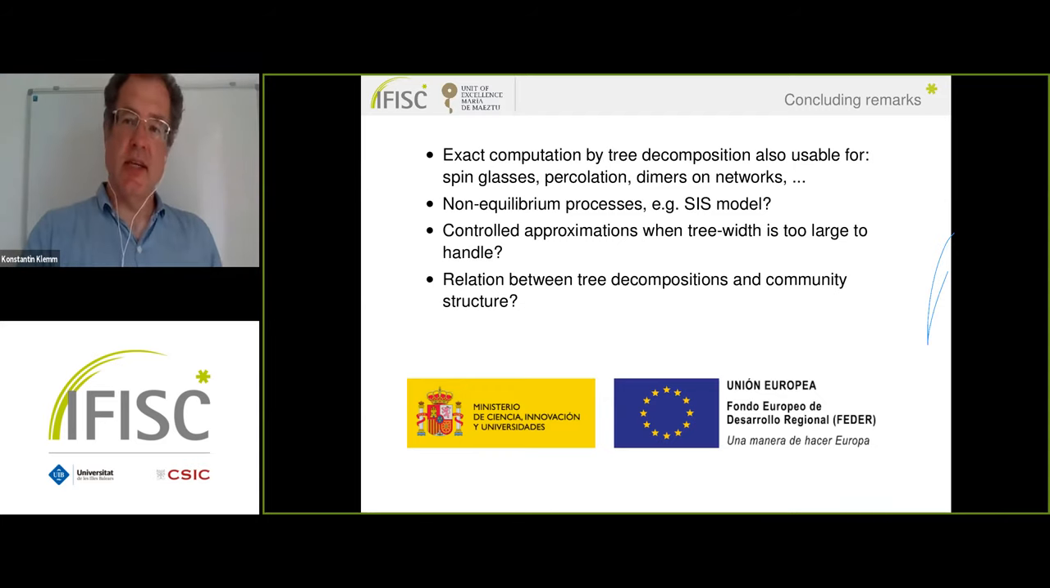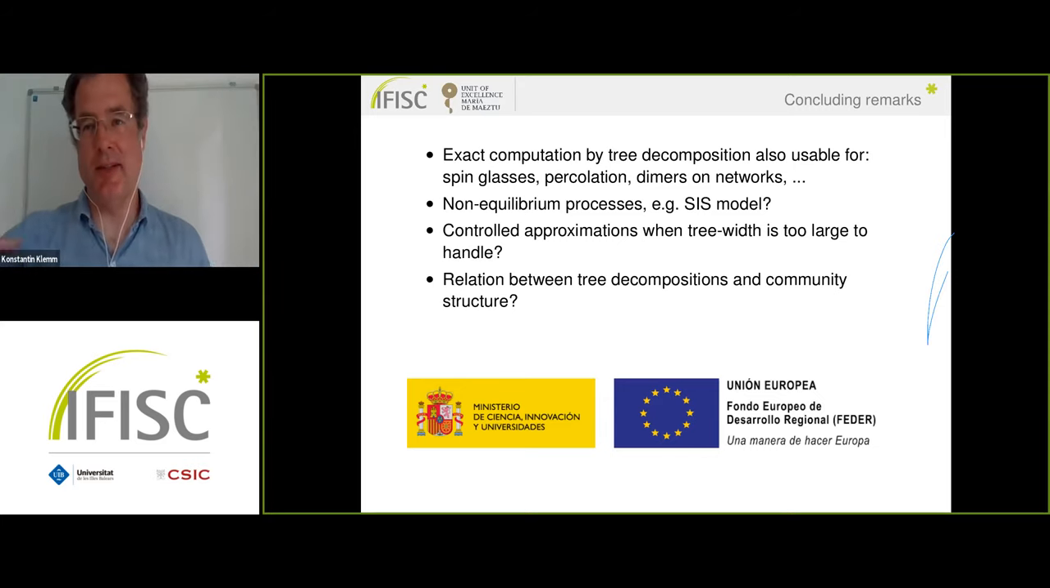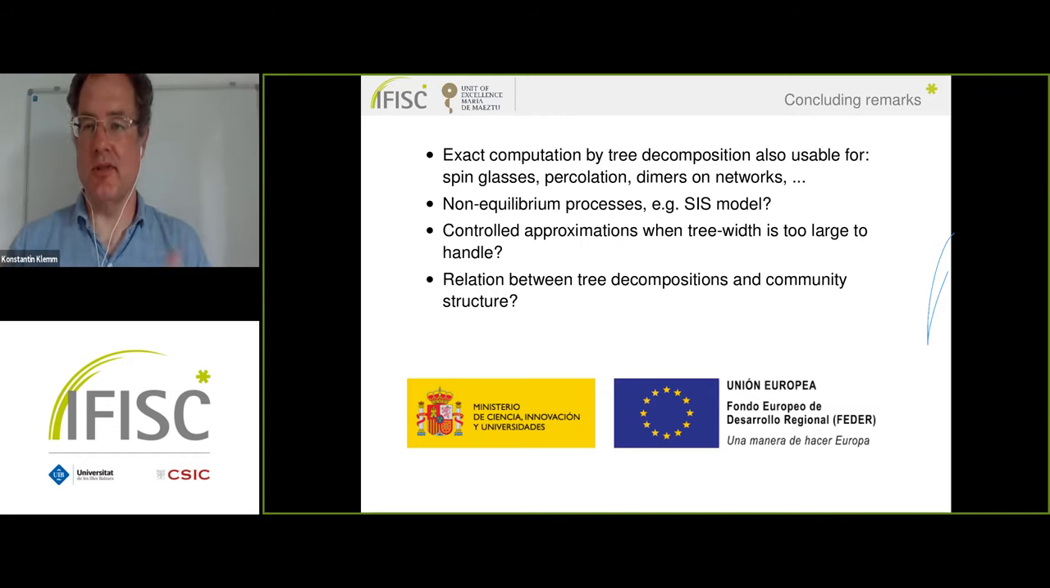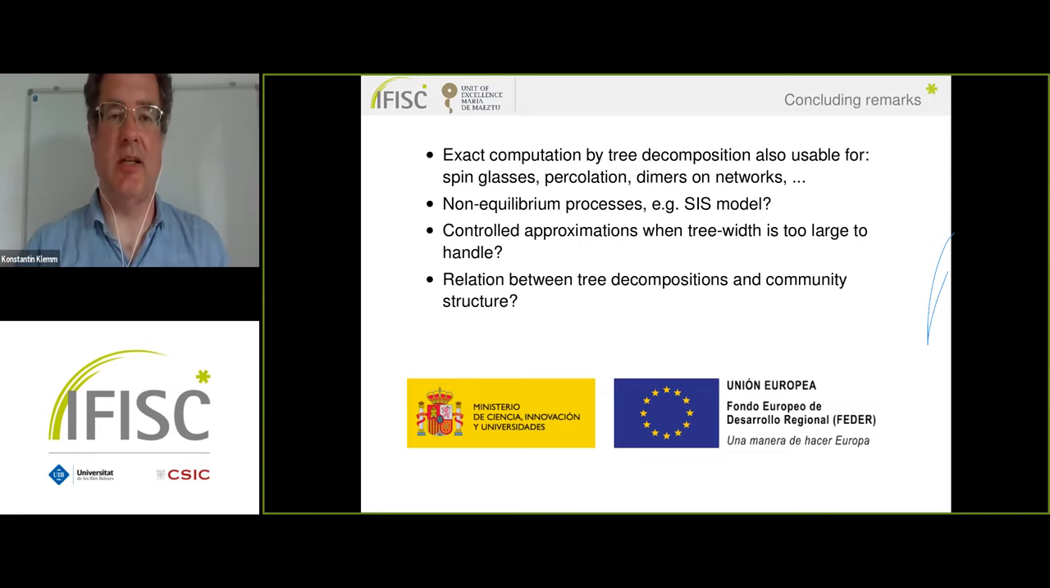And now, of course, you could say, okay, now I've again defined a class where I can do things exactly. And then probably I meet some networks where I don't find a sufficiently narrow tree approximation. So when the tree approximation is too broad, so I would have to remember too many spin combinations at once in my tables, then of course I can again do approximations from there, and hopefully some controlled approximations where I can get some error bounds to know how precise they are.